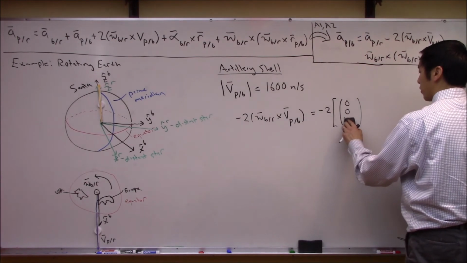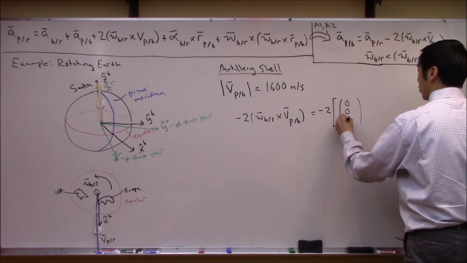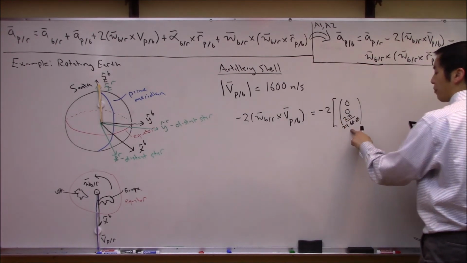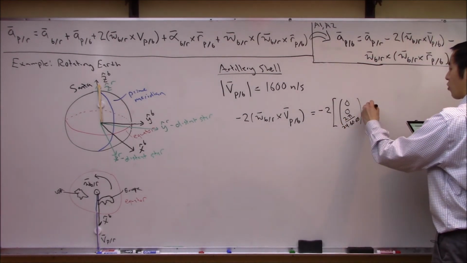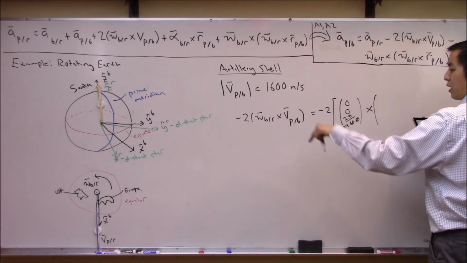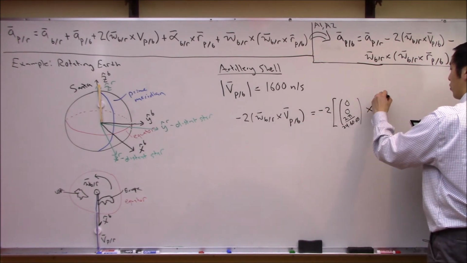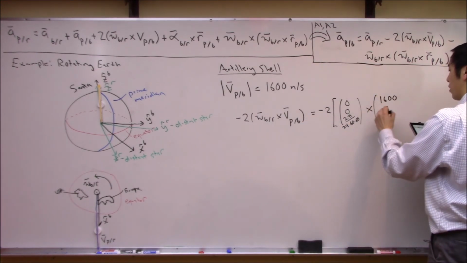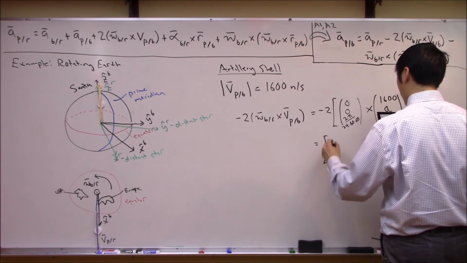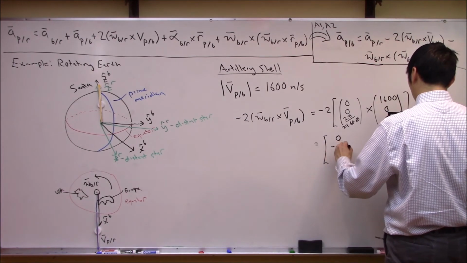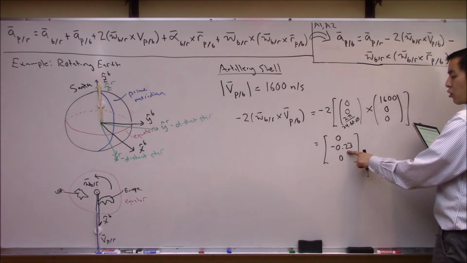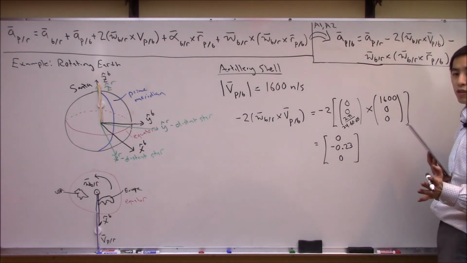Omega b with respect to r, this is this term, right? It's 2 pi over 24 times 60 times 60. That's omega b with respect to r. That's how we describe it. Crossed with the velocity of p with respect to b. That is going to be, let me see, yeah, 1600. There's only an x component, a 0 and a 0, right? Okay, so you work this out, and what you end up with is 0, negative 0.23, and 0. So here's your term that is about 2.3% of gravity.